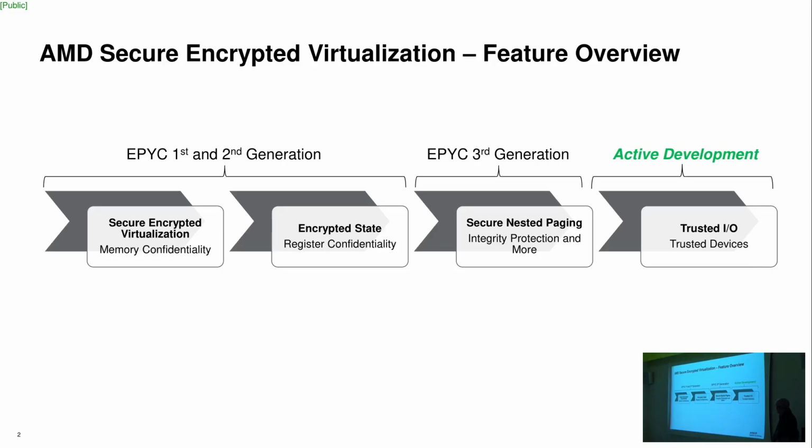As a back history of where we were, and we spoke about this today a little bit, we've had two beginning states of our feature, which are secure encrypted virtualization and encrypted state. These two provide the confidentiality features of our confidential compute solution, and they are present in EPYC, first generation and second generation. Now, coming to our third generation, we introduced secure nested paging. Secure nested paging is the point where we introduce the integrity and confidentiality, and with that, we've been able to talk about having the hypervisor being drawn out of the trust boundary of a guest.